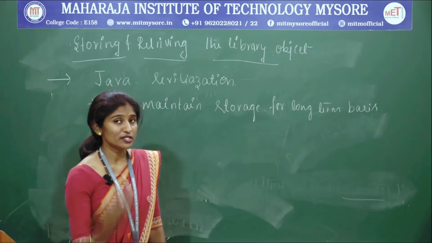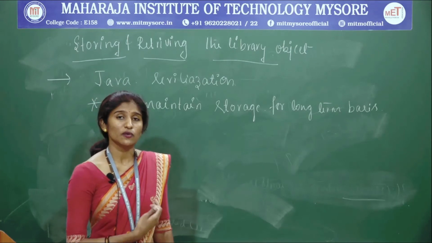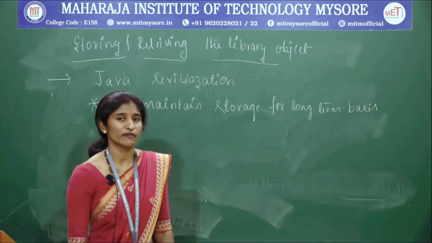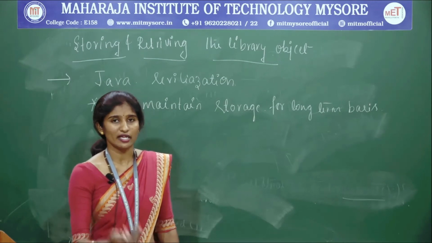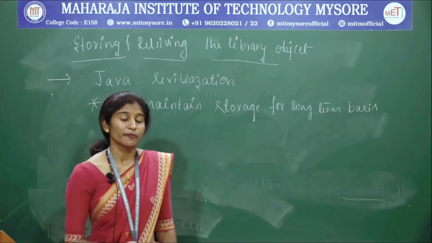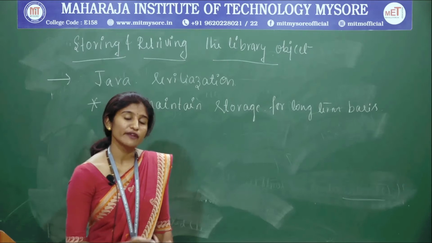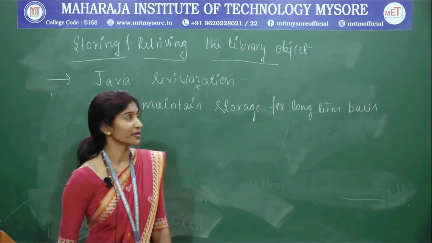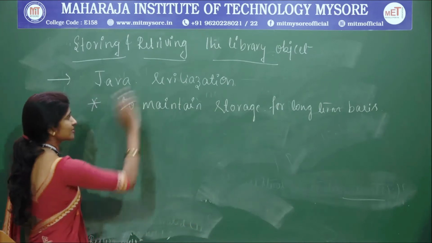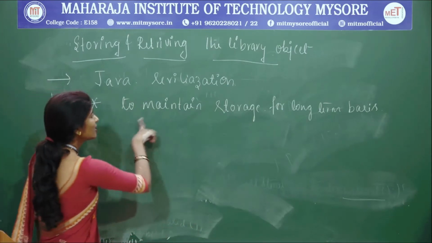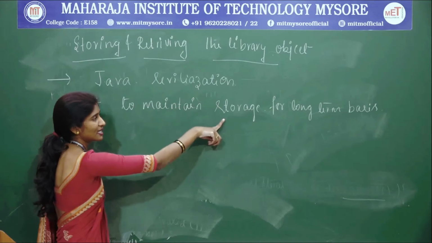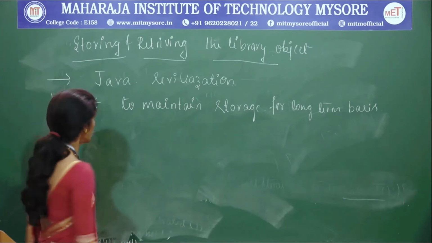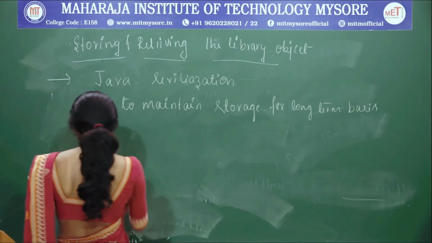So the object contains a huge amount of data, which can be stored in a secondary storage device or some other device, in memory. While storing and while retrieving, what procedure are you going to follow? That is the topic here, the first one, Java serialization. There you are going to use Java serialization in order to store the data for a long period of time. Next we will see the next point.